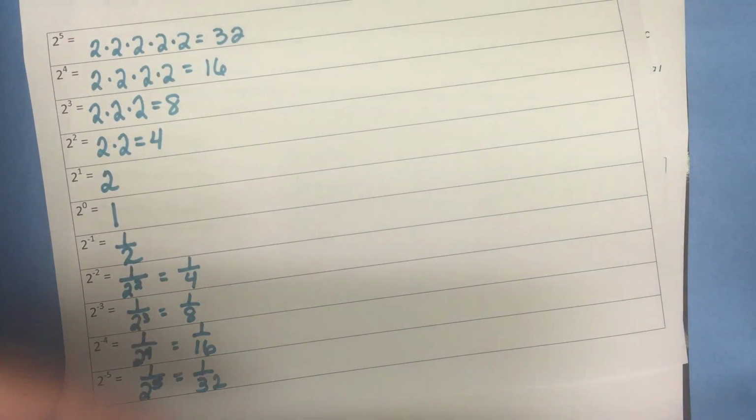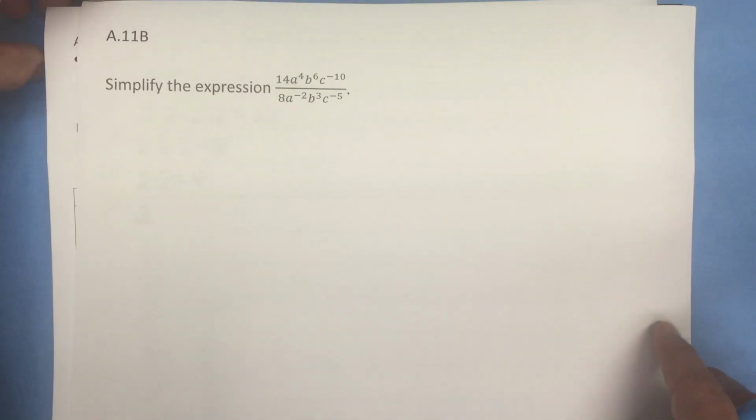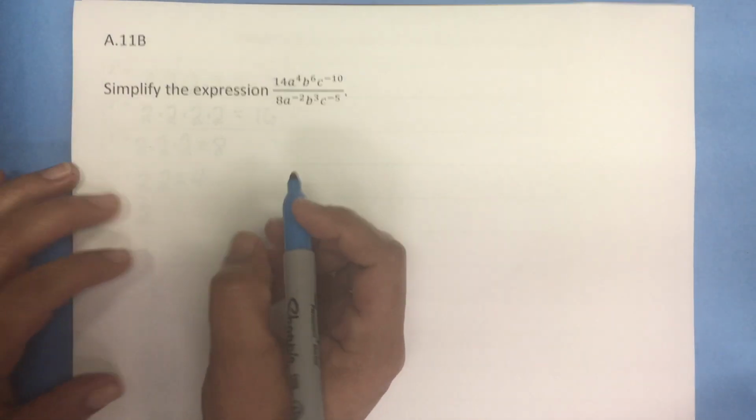Now let's look at an example for this problem. Simplify the expression 14 a to the 4th, b to the 6th, c to the negative 10 over 8 times a to the negative 2, b to the 3rd, c to the negative 5. So there are several different ways we could attack this problem. I'm just going to show you one way, but like I said, there are multiple ways that we could do this.